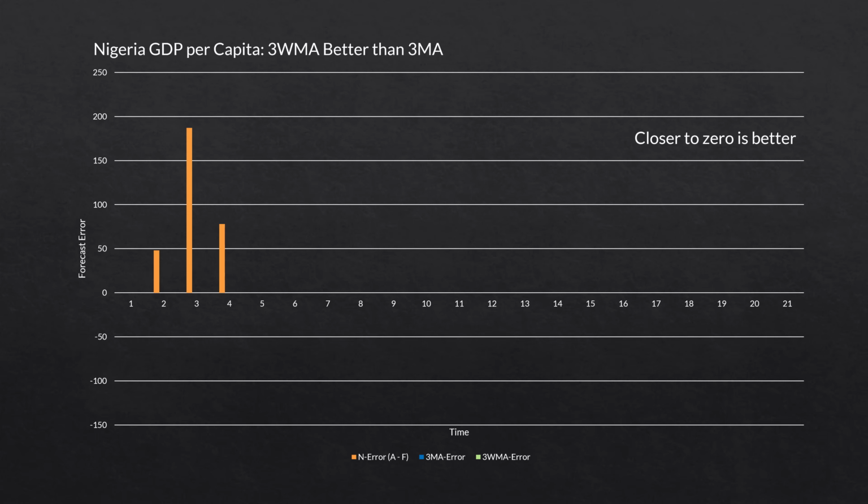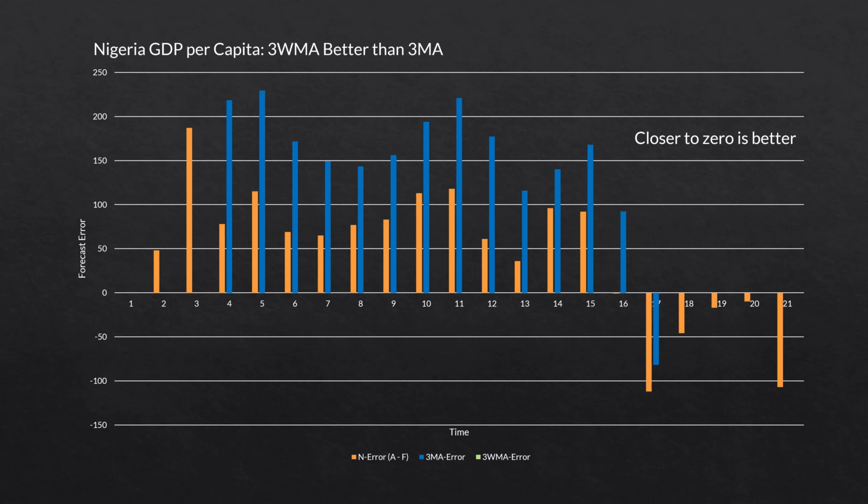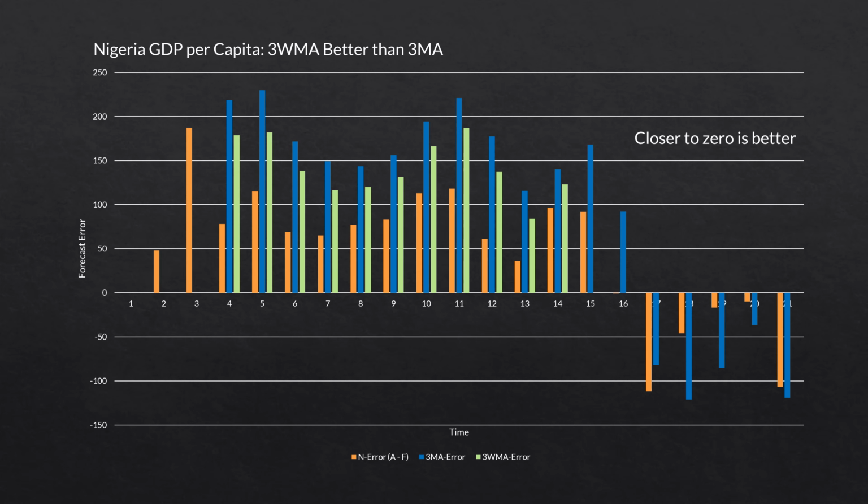So in this chart, we have the errors for all 3 methods together. So we can see the naive forecast errors in the orange bars, the 3-period simple moving average error in the blue bars, and the 3-period weighted moving average there in the light green bars. And what do you notice? Almost all across the time series, the naive forecast in the orange has the lowest forecast error for a given time period. The 3-period simple moving average has the highest error for each time period for the most part.